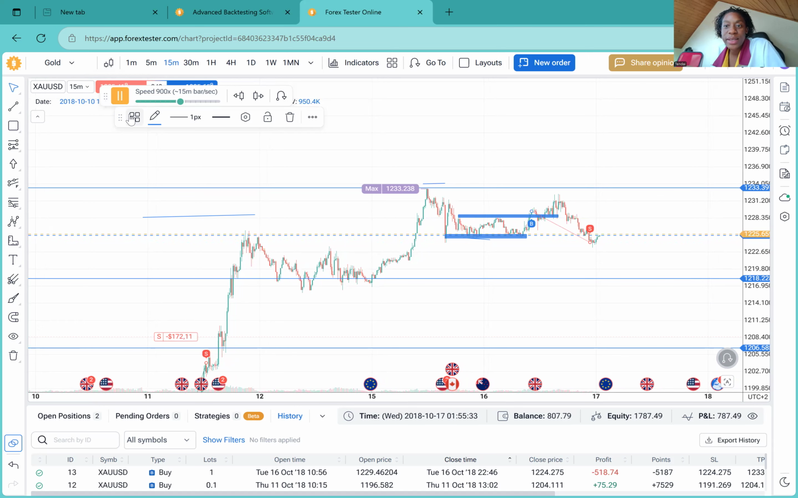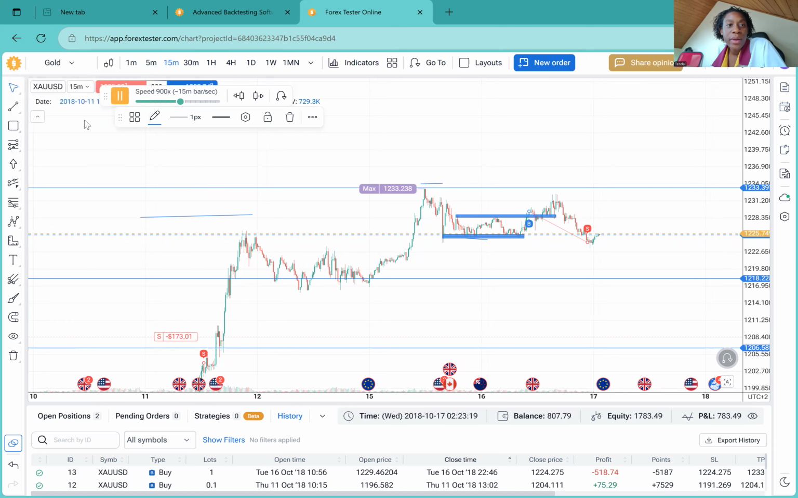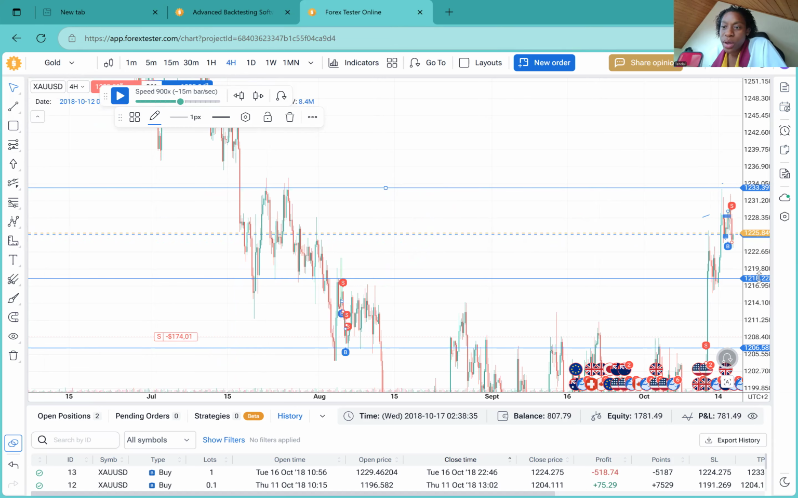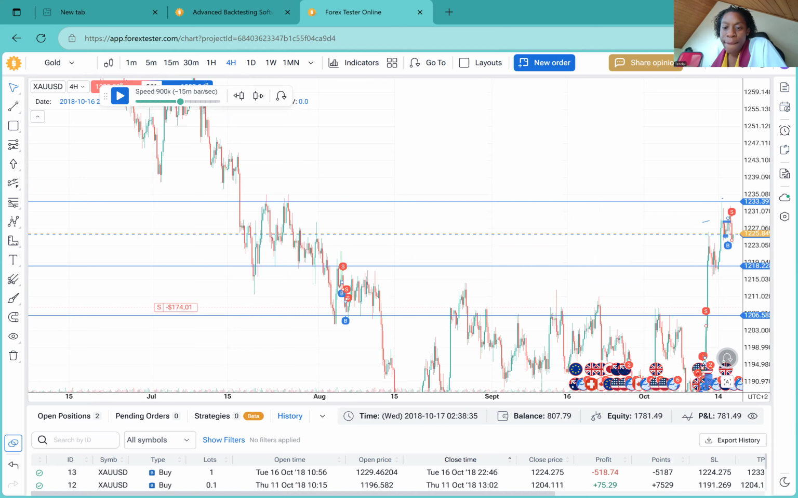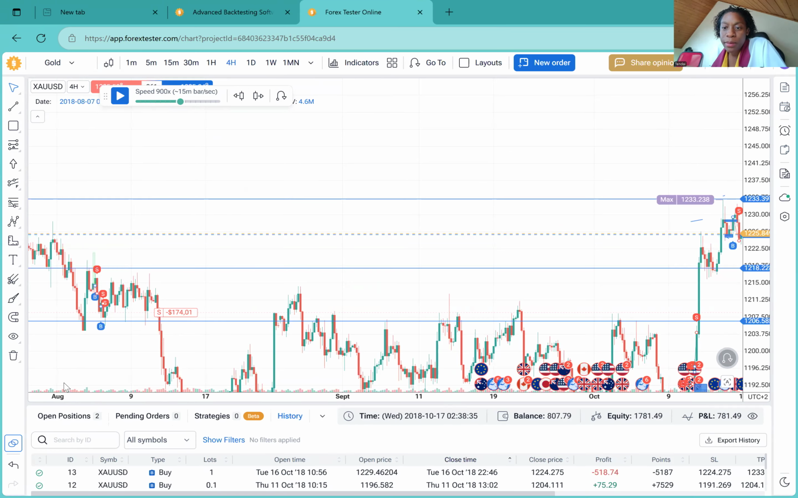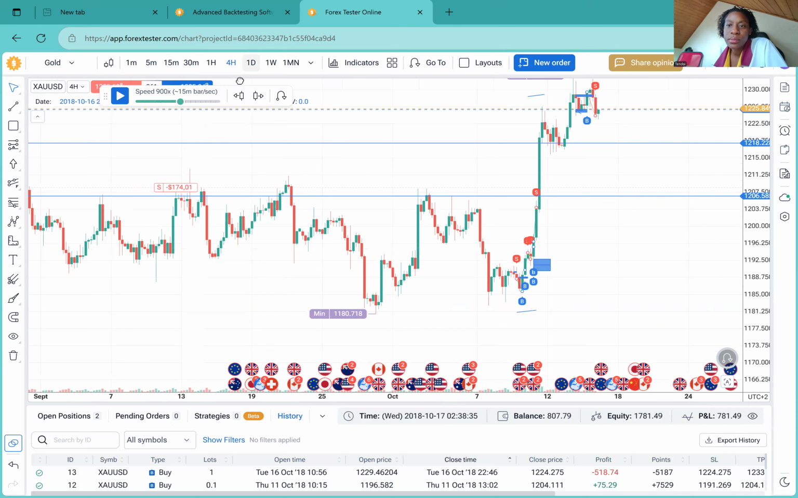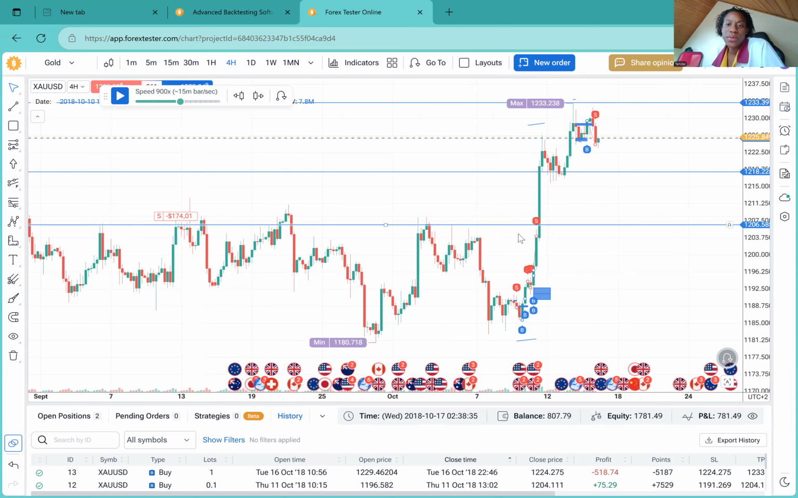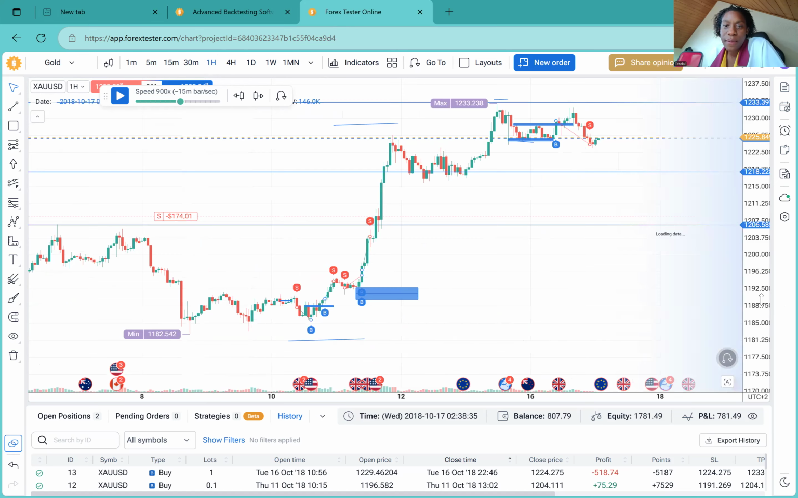So what that says to me is that clearly price is now in a new direction. If we go back to the 4-hour, okay, so if we go to the 4-hour, it looks like a retracement. It does look like a retracement. Let's see what the 1-hour looks like.